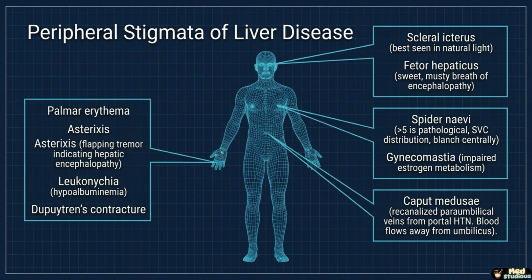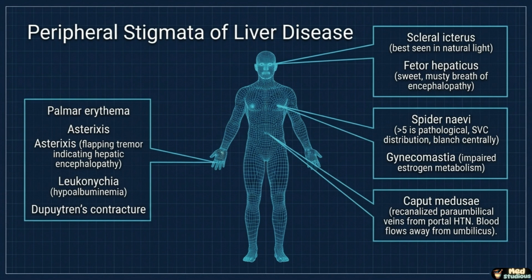Moving to the hands, palmar erythema reflects increased peripheral blood flow from altered estrogen metabolism. Asterixis is the flapping tremor elicited by asking the patient to dorsiflex their wrists with arms extended, another encephalopathy marker. And leukonychia, whitening of the nail bed, reflects hypoalbuminemia from impaired hepatic protein synthesis.